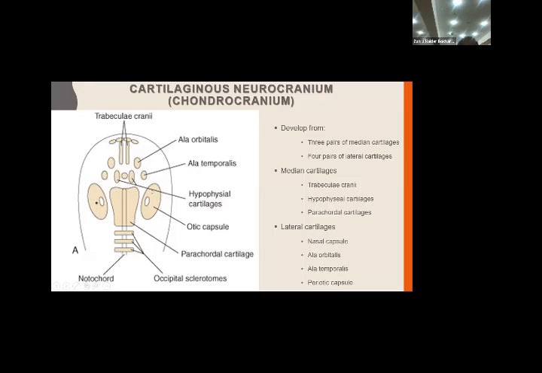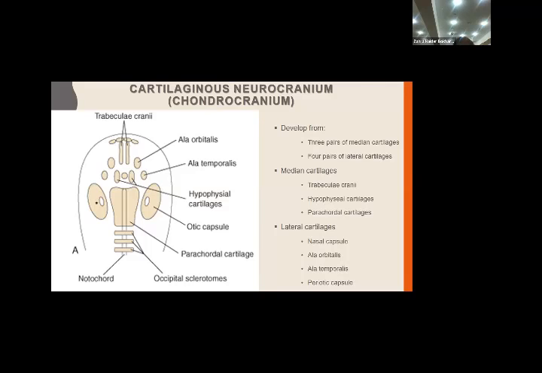मैं lateral cartilages को repeat कर देती हूँ. This is nasal capsule, ala orbitalis, ala temporalis, and this is the otic capsule. Hypophyseal ये है बेटा, वो midline cartilage में आ जाए. Sorry. And this is the otic या periotic capsule, जो भी आप नाम लेना चाहें. So these are the names of cartilages.